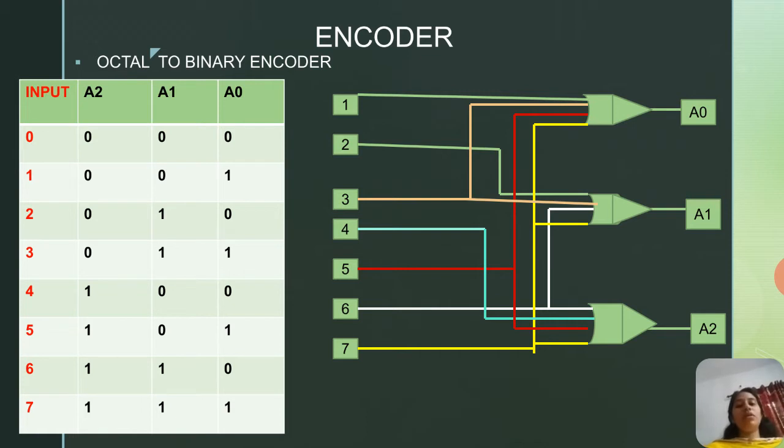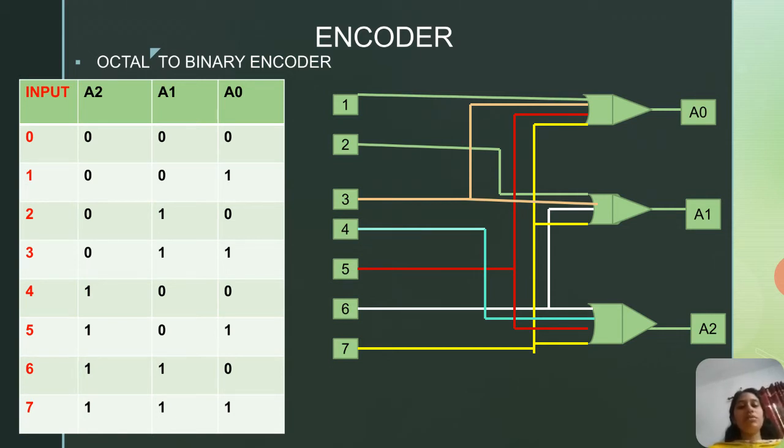Then if you give the input 1, A0 will be 1 and all the remaining will be 0. If you give 2, A1 will be 1, others will be 0. If you give 3, A2 will be 0, others will be 1. Likewise, we know how to convert an octal number to binary. This will be the truth table. If you give 7, then you will get the result 111 in the output place, that is A2, A1, A0, all 3 are ones.